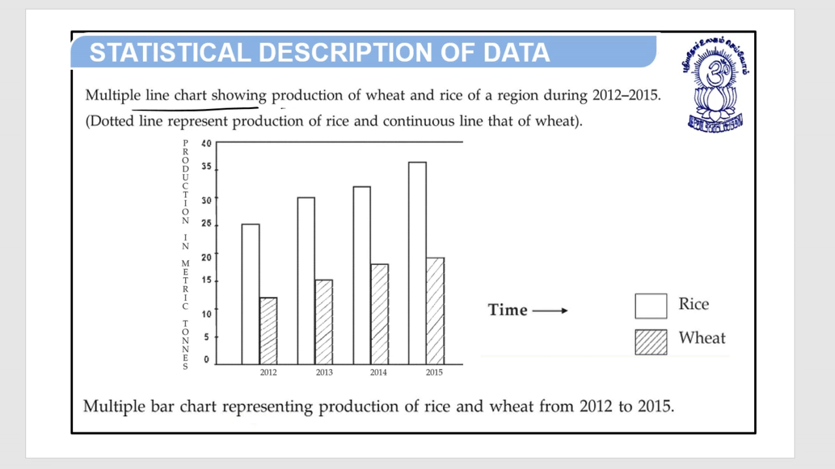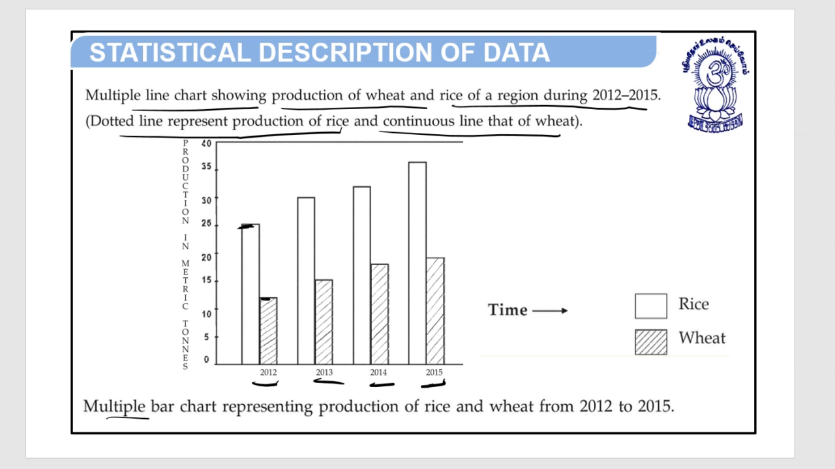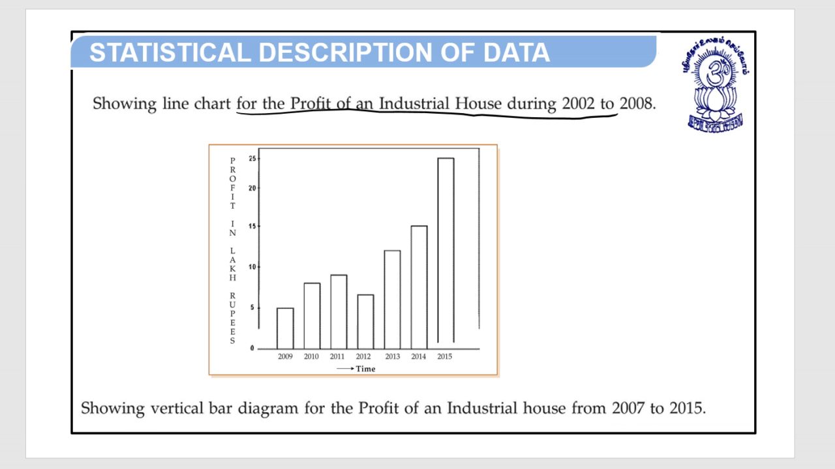Multiple line chart showing the production of wheat and rice of a region during 2012 to 2015. The dotted line represents production of rice and the continuous line represents that of wheat. 2012, 13, 14 and 15. Rice and wheat. This is for rice and this is for wheat. Multiple bar chart representing production of rice and wheat from 2012 to 2015.